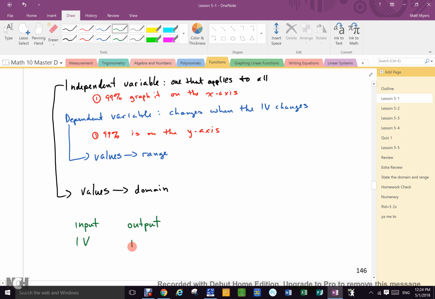The output is the DV, which means all these values are what? Domain or range? Domain. All the inputs are domain. The output is range, which means all of the DV values are range. Everybody good? What don't you understand? Oh, I'll get to that. I'm about to get to that.